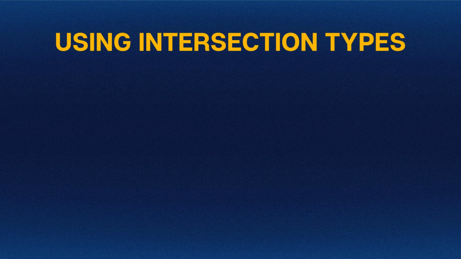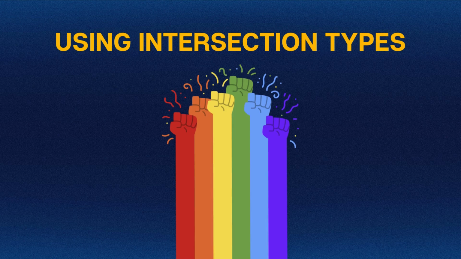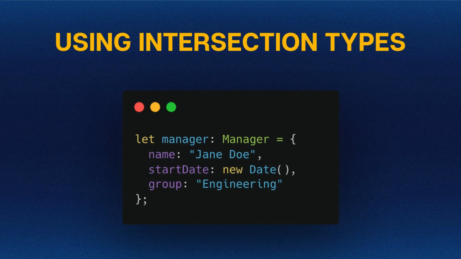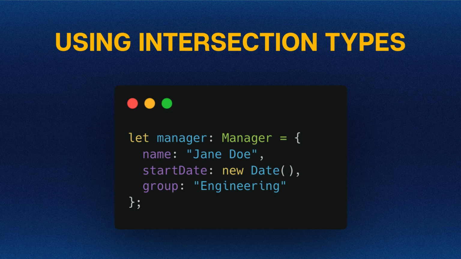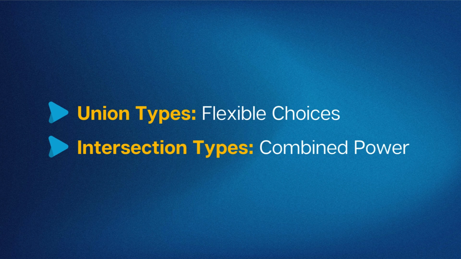Intersection types are useful when you need to merge multiple object types or interfaces, creating a new type that includes all properties of the merged types. This manager variable now must satisfy both the employee and manager type requirements, illustrating the power of intersection types to enforce a more structured and comprehensive type definition. Union and intersection types are cornerstone features of TypeScript, providing the flexibility to create more descriptive and accurate type definitions.